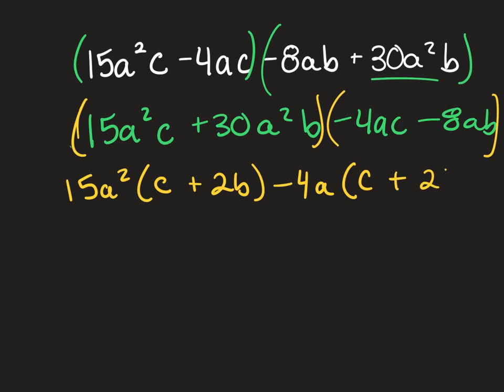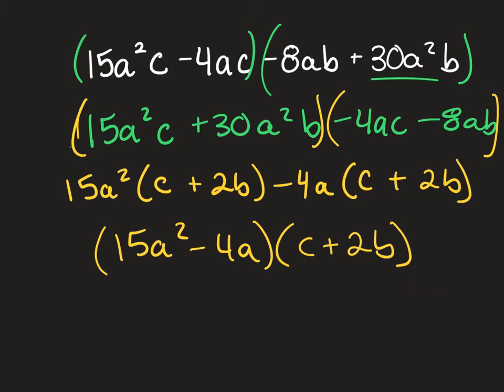So then you get 15a squared minus 4a, and then c plus 2b. I have like my signs different. Like in both of them? Yeah. That's okay. It would have just been the order you put it in, which is fine.